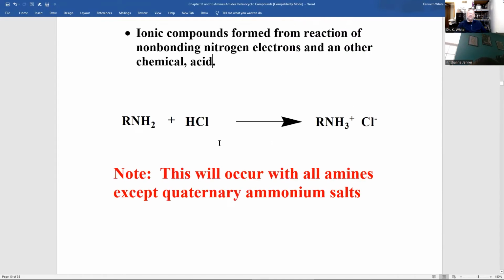And that's an important reaction. How important? Some of the drugs you take are amines. And when they get in your stomach with HCl, the acid in your stomach, they form amine salts, and that makes them more soluble in the water in your stomach and your blood. Mother Nature does amazing things.